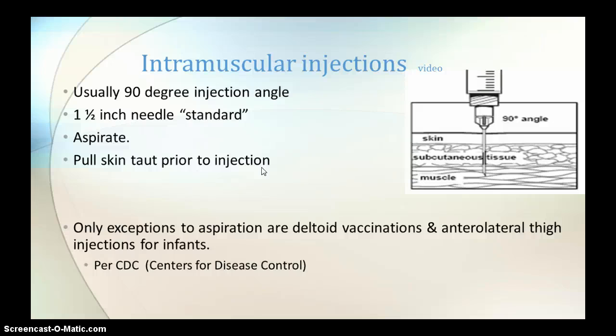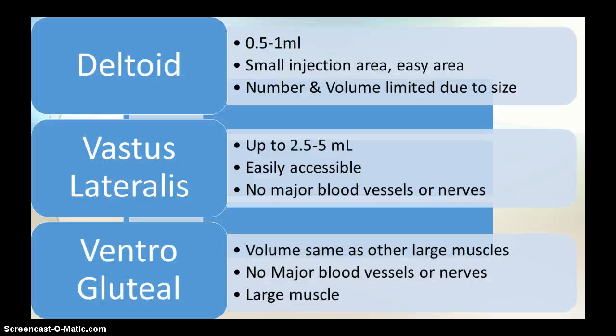The only time that you wouldn't aspirate is if you're giving like a deltoid injection, which would most likely be a vaccination or flu shot. The other time you would not aspirate is the anterior lateral thigh for infants, and this has been determined due to the research that they have and the lack of large vessels in those areas. The 3 areas that are most common to give injections: deltoid, vastus lateralis, and ventral gluteal.